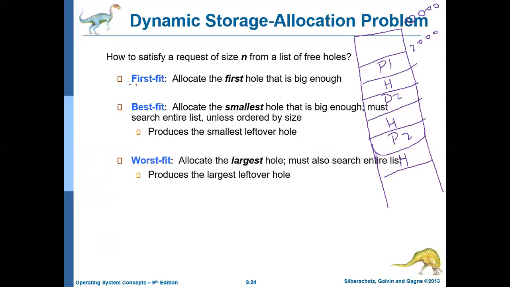The first method is called first fit. First fit means allocate the first hole that is big enough for the process. Say the process needs 100 MB, and if this hole size is only 50 MB, then you obviously cannot give it. Say this hole is 200 MB. Then this hole can accommodate a 100 MB process, so give this hole. Let the new process come here. That is what first fit says.